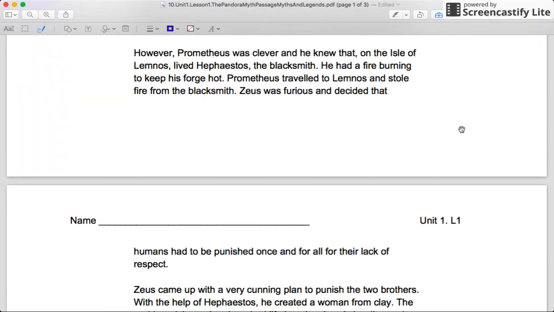"However, Prometheus was clever, and he knew that on the Isle of Lemnos lived Hephaestus, the blacksmith." Hephaestus is definitely in the Odyssey too, so I'm just going to circle him. He's another character. "He had a fire burning to keep his forge hot." So Hephaestus, he has fire. "Prometheus traveled to Lemnos and stole fire from the blacksmith. Zeus was furious and decided that humans had to be punished once and for all for their lack of respect."